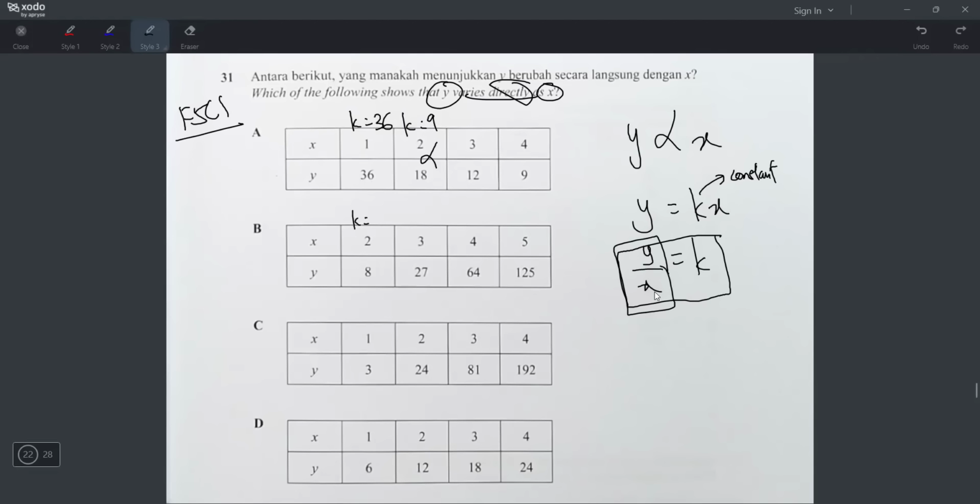Okay, let's do it one more time. The formula says here k is y over x. So 8 divided by 2 is 4. This one is 27 divided by 3 is 9. So wrong already because it's not the same. Let's do this one. 3 divided by 1 is 3. 24 divided by 2 is 12. Okay, not the same, wrong already.